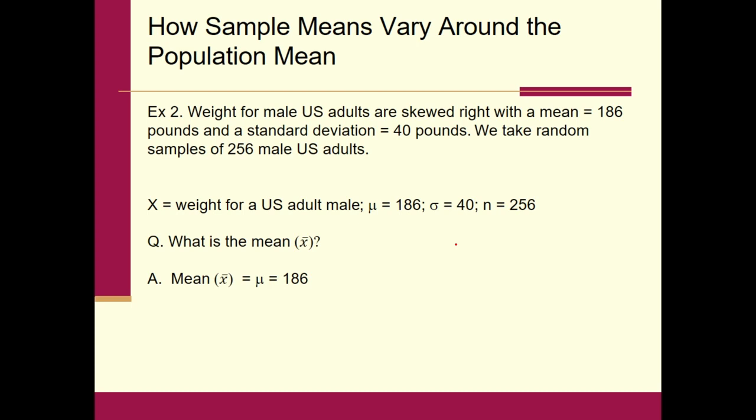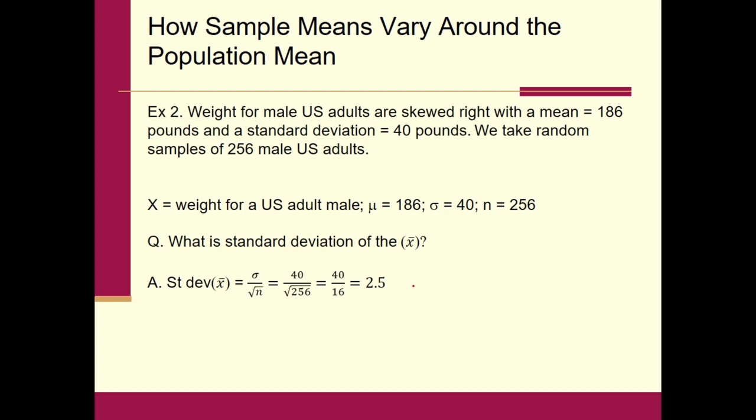Okay. Third thing, what is the standard deviation of the sampling distribution of X bar? So that should be sigma divided by the square root of n. So that should be 40 divided by the square root of 256. Let's see, the square root of 256 is 16, I think. So that's 40 divided by 16. That turns out to be 2.5 for the standard deviation.